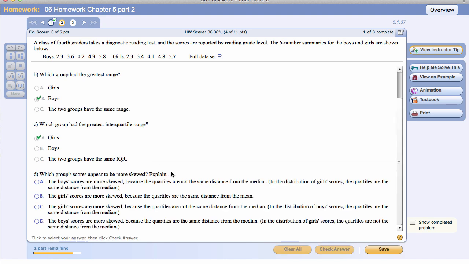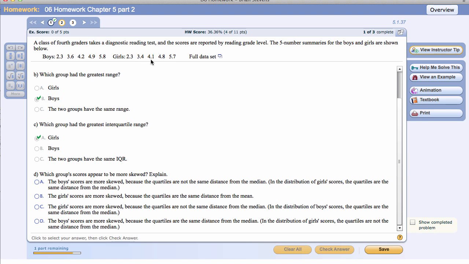Which group scores appear to be more skewed? Now, the way they look at this, which we don't mention that much, is whether there is a greater difference from one quartile to another. And let me explain in greater detail. To answer this question, look at the median. Now, take the distance to the next quartile above and the next quartile below.